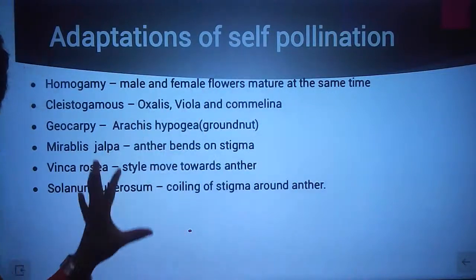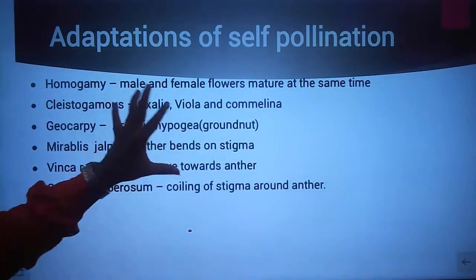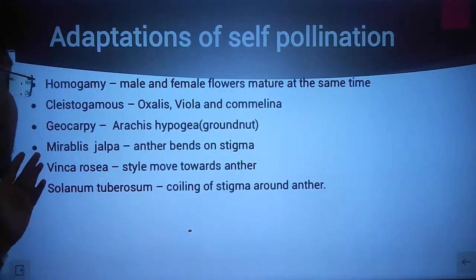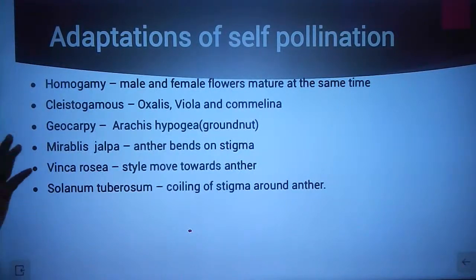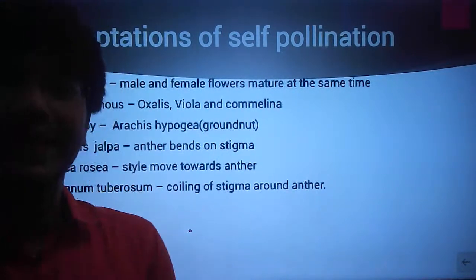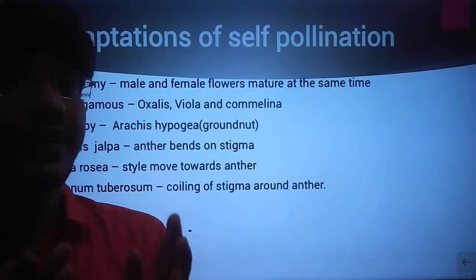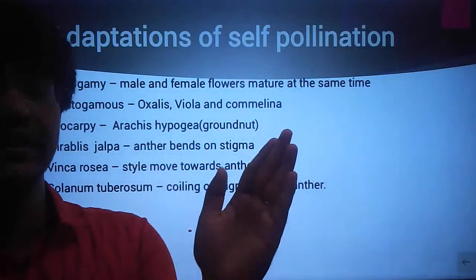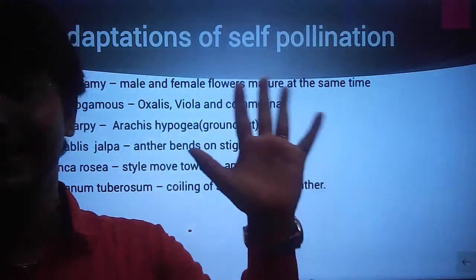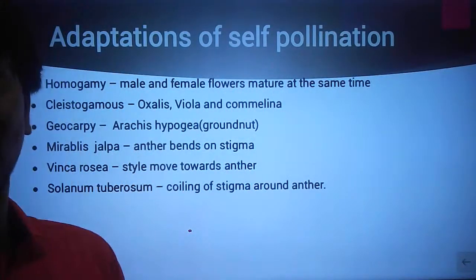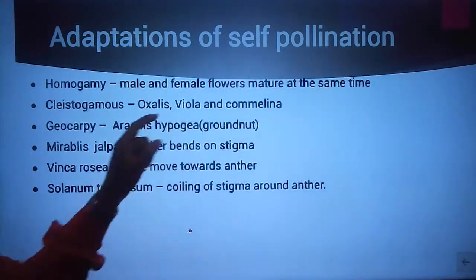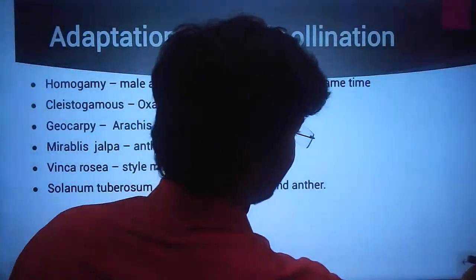So objectively, what is the main objective on the whole? Somehow, the self-pollination to be successful. It may be geocarpy or Mirabilis jalapa, Vinca rosea, or Solanum tuberosum, anything that you take, somehow the male and female are supposed to meet each other. When the male and female are at different locations, they try to come closer. If pollination is successful, the fertilization also will succeed. So it won't require any external agency to bring the pollen grains. So this is the type of adaptation, some examples that I have given.